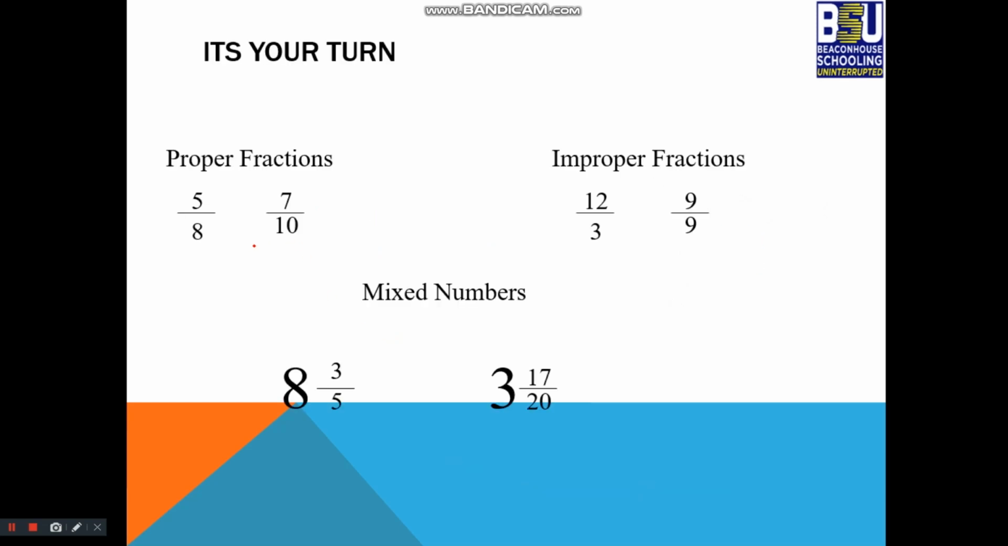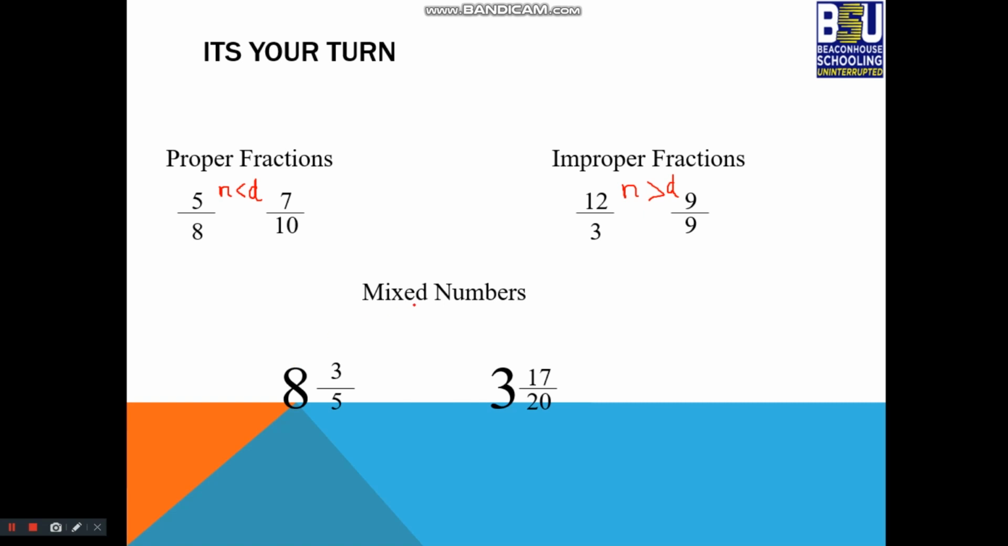Now you can see here proper fractions. 5/8. Yes, this is a proper fraction. Why? Because here the numerator is less than the denominator. That's why this is called a proper fraction. This is improper fraction. 12/3, 9/9. Yes, these are improper fractions. Why are they improper fractions? Because the numerator is greater than the denominator. The numerator is 12 and the denominator is 3. So yes, these are improper fractions.